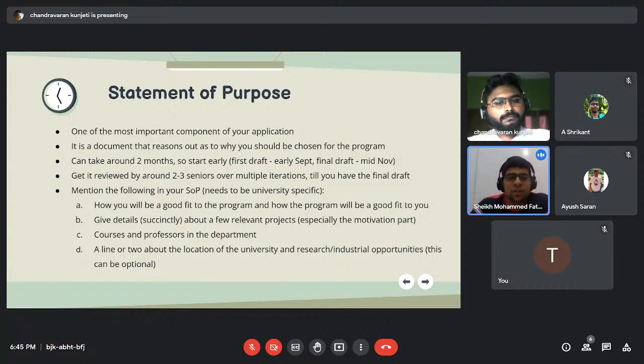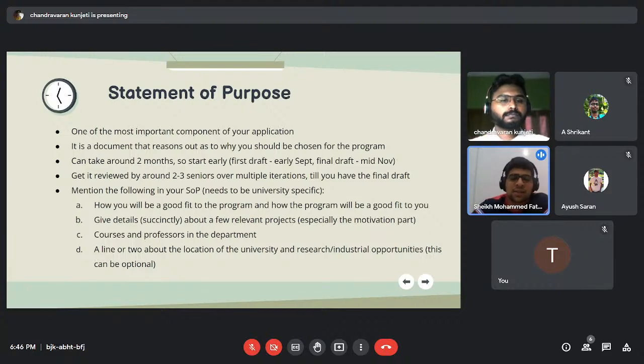And you should also mention a few details about certain courses that you would like to take in the department, and this could be in line with your goals. Probably, if you're going for a PhD, then the courses are just going to help you in your research. So you should choose these carefully, and you should also look at a few professors in the department. It is very important to mention their details. At least you could give details about 2 to 3 professors and the labs that you'd like to work in.